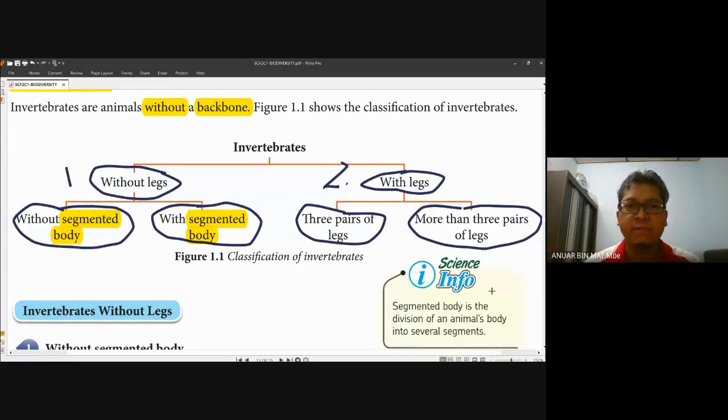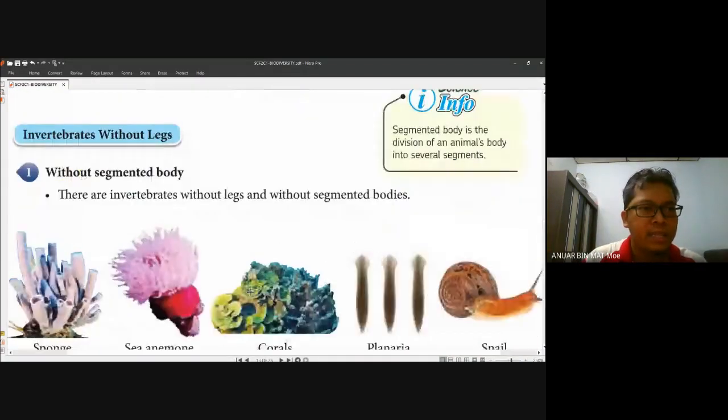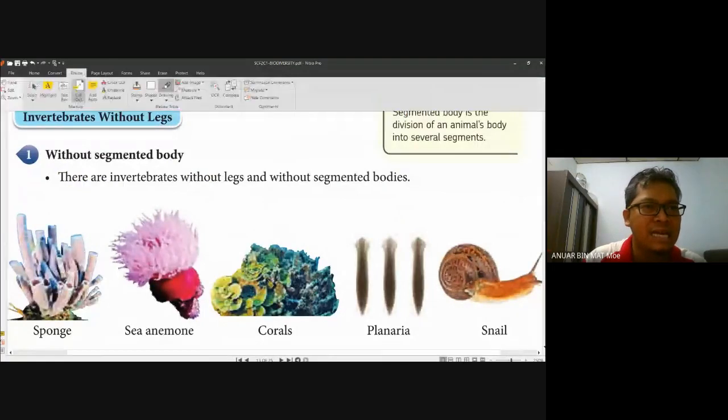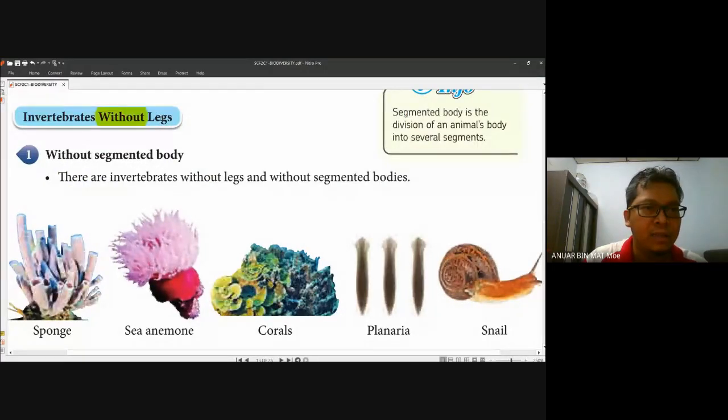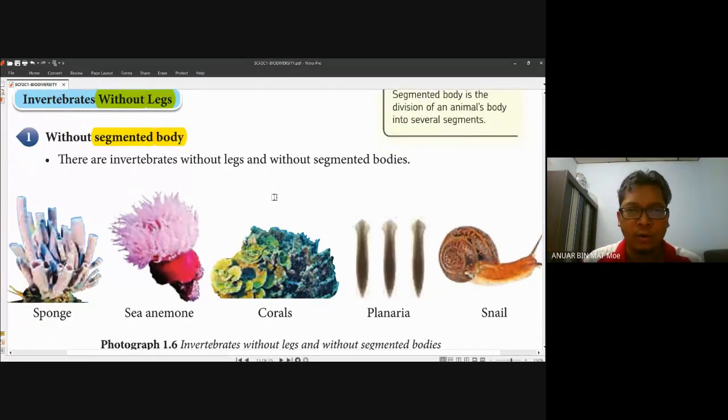So first one is invertebrates, right? Okay, so we go one by one. What is the invertebrates without the leg? Without the leg, okay? You still remember? Invertebrates without leg, we can further divide it by two. Without segmented body, and then another one with segmented body. So, without leg and without segmented body.